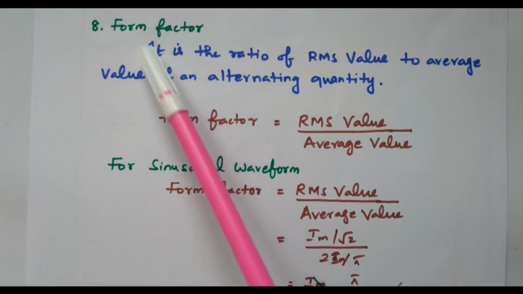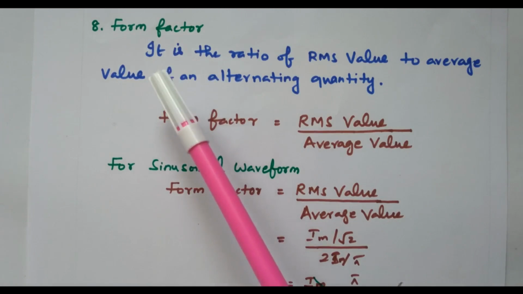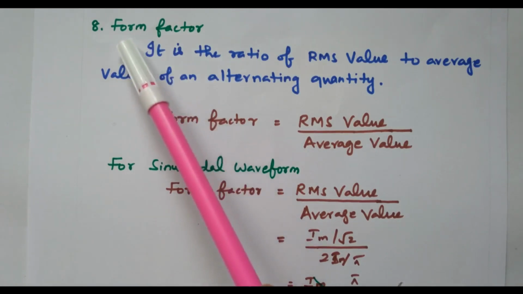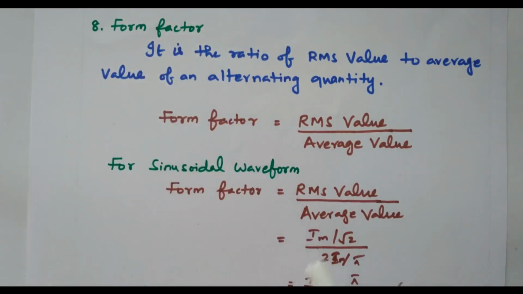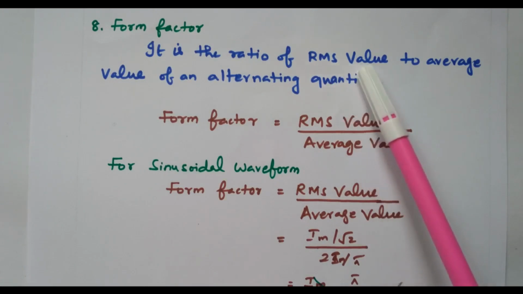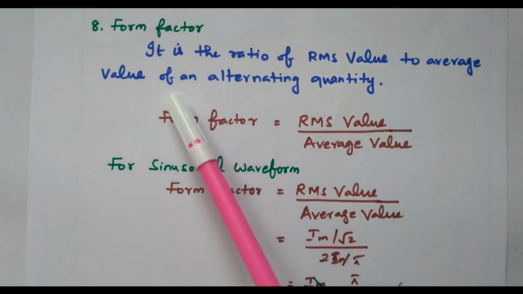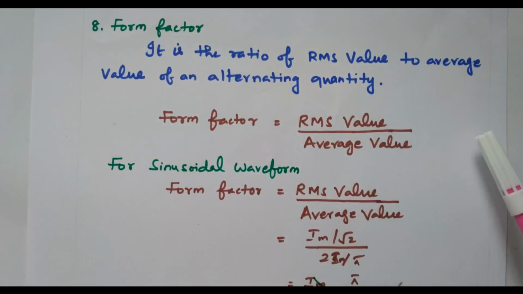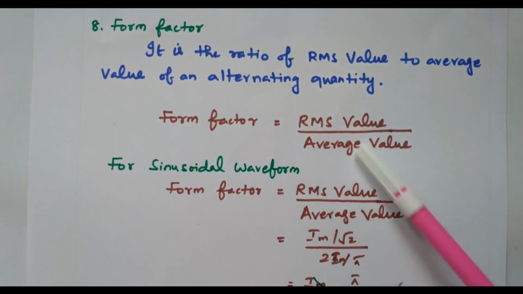So the next is the form factor. There are two factors available, form factor and peak factor. Form factor, what is form factor? It is the ratio of RMS value to average value of an alternating quantity. So this is one reference. What is the ratio between RMS value and average value? It is the ratio of RMS value to average value.